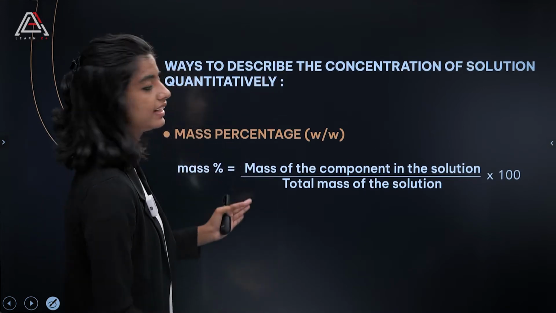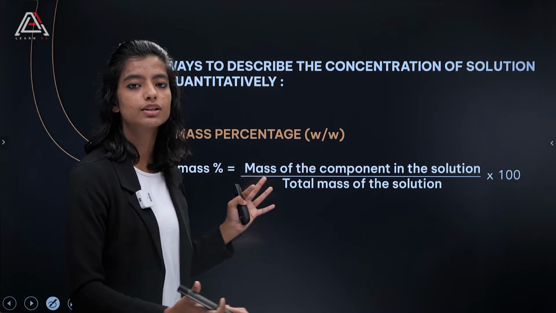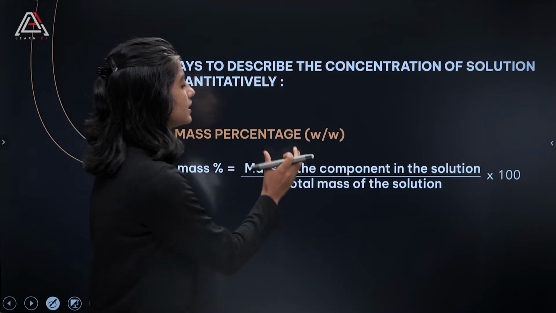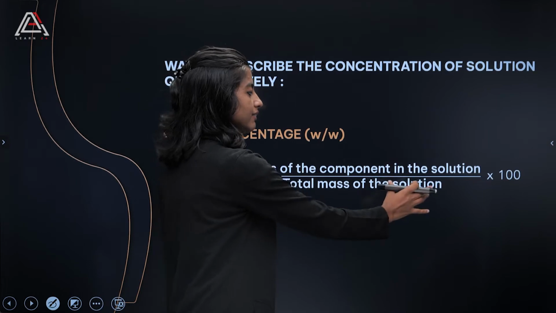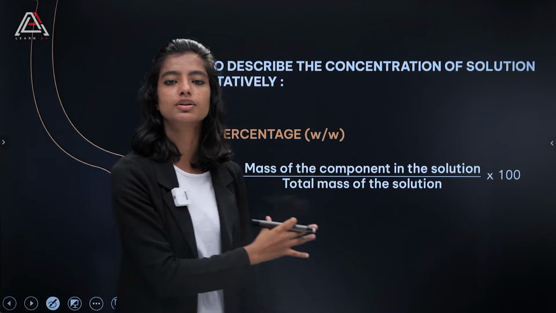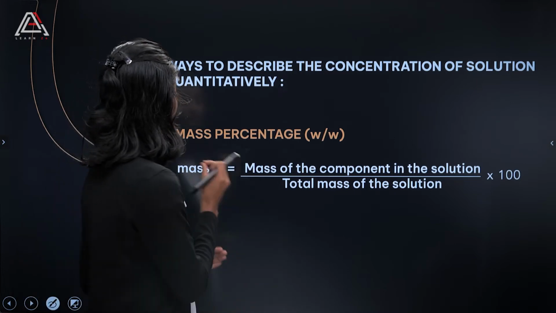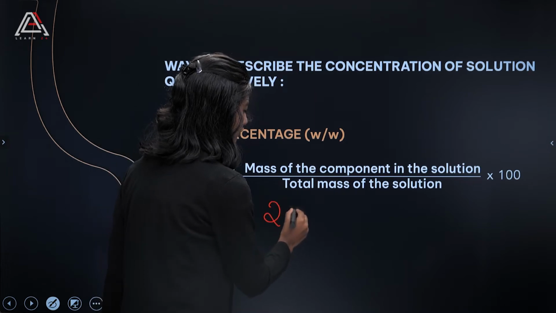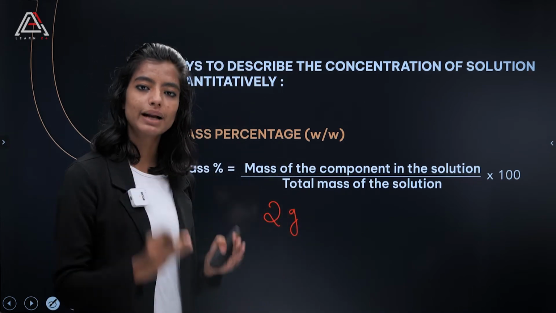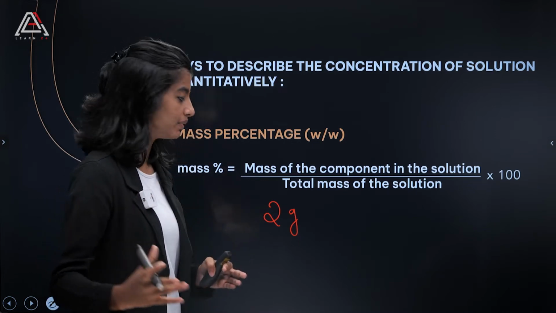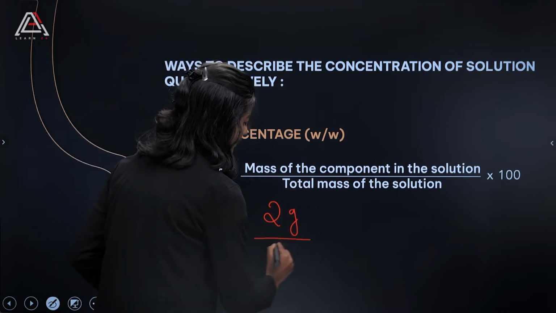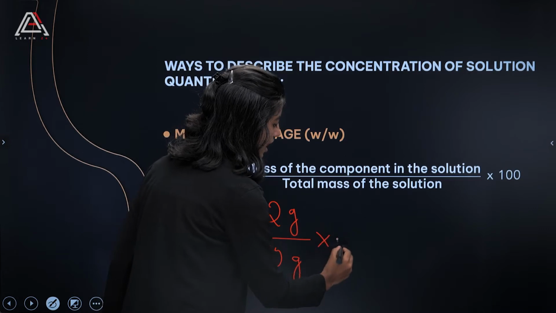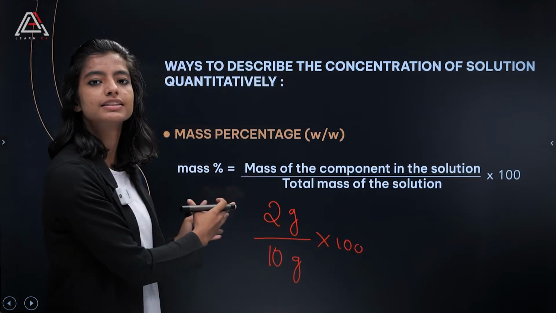So, quantitatively, we can write some equations to express the concentration of solution. First one is the mass percentage. That is, mass of the component or the solute in the given solution divided by total mass of solution into 100. Usually, we express mass in grams, right? So, if I have 2 grams of solute present in 10 grams of solution, 2 divided by 10 into 100, I will get mass percentage.